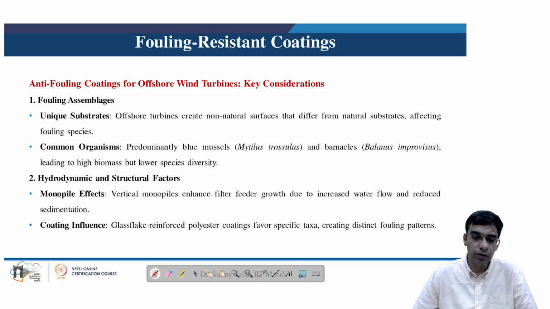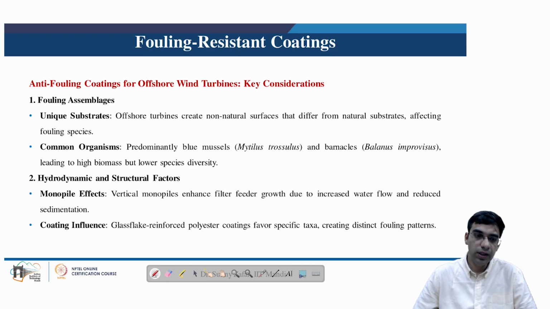The anti-fouling coating on the offshore wind turbines has some key considerations. So these key considerations include fouling assemblages. The unique substrates of the offshore wind turbine create a non-natural surface that differs from natural substrates, affecting the fouling species. Common organisms which come in this category of fouling include blue mussels, barnacles, leading to high biomass but low species diversity. The other factor in this regard includes the hydrodynamic and structural factors.